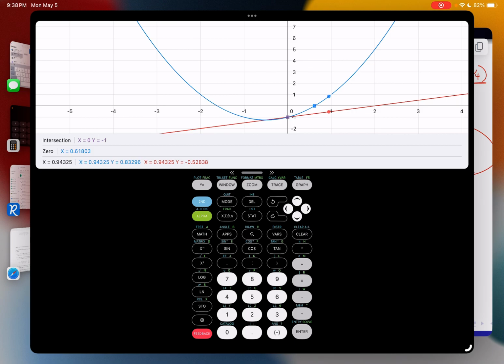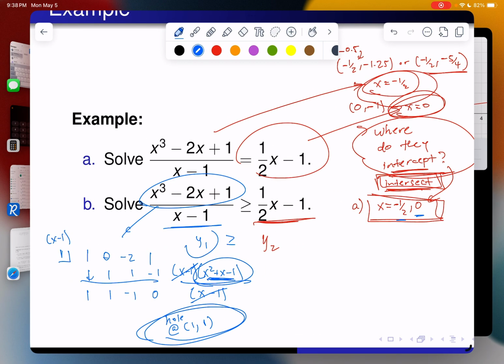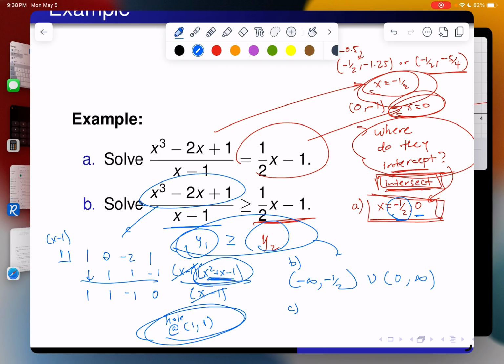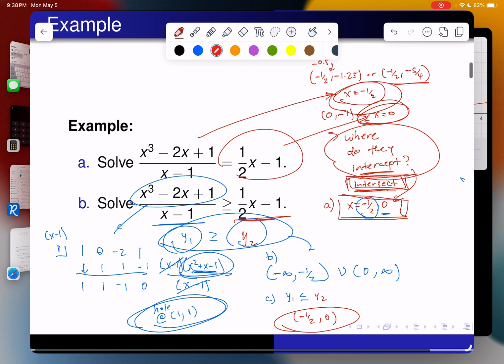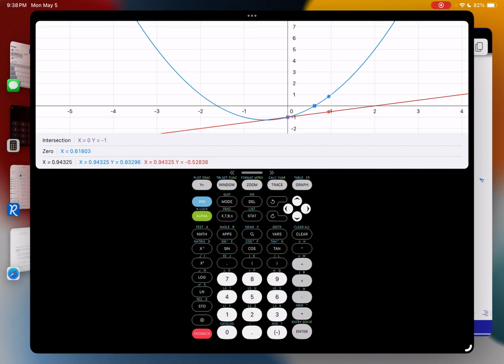So I know the blue graph was greater than the red graph from -infinity to -1/2, and that's why these points of intersection were important, union, and then 0 to infinity. Now, so this is if y1 is greater than or equal to y2, so that's part B. If you would have wanted it the other way, let's do a part C. If you wanted to know where y1 was less than or equal to y2, then it would have been from negative 1/2 to 0, because that's when the red graph was bigger. So that kind of gives you an idea of what we're talking about here.